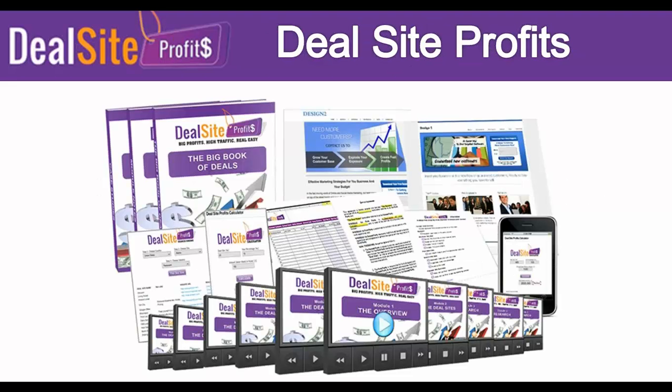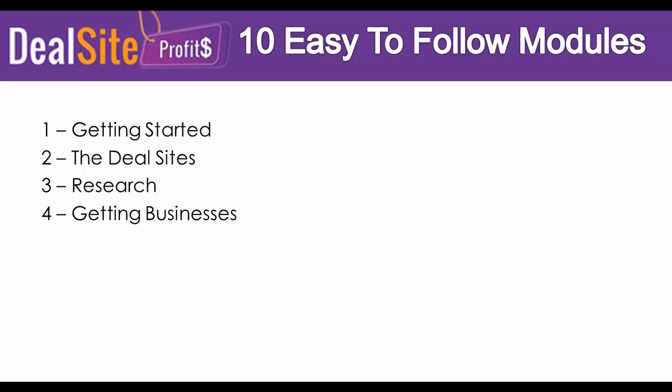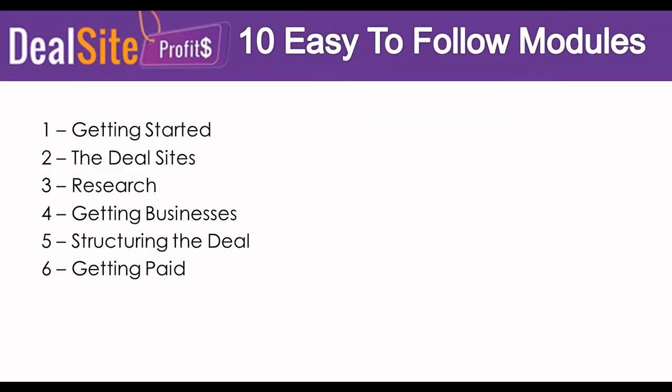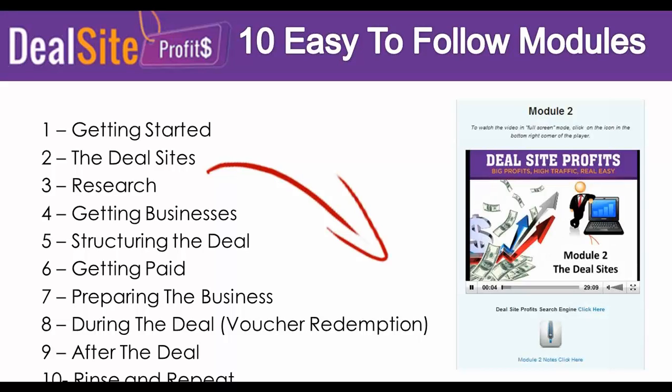We call our program Deal Site Profits. The name says it all right there. What we've done is put all of our training together in 10 modules. So: getting started, the deal sites, research, getting businesses, right? How do you get businesses? Very important. How to structure the deal. Everybody likes module number 6, how to get paid. Preparing the business, what to do during the deal. This is where you'll find the videos on voucher redemption and how to set that up, what to do after the deal, and the rinse and repeat method. Everything is inside the website in video training, with additional supplements and software to go along with that.